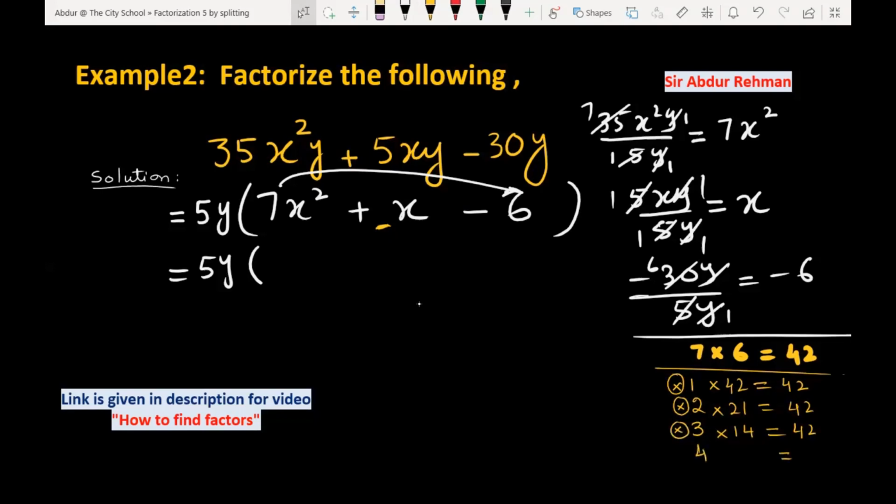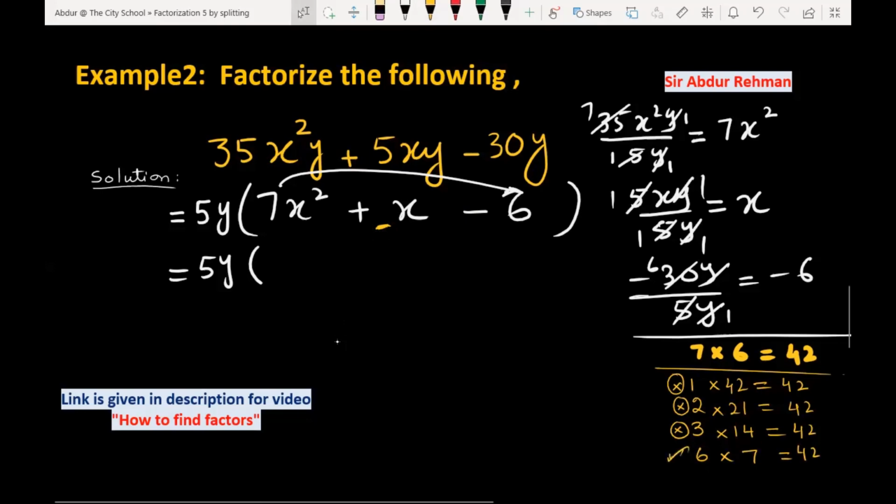4. 4 is not a multiple of 42, so let's move on. 5 is not a multiple of 42. Try to find out the factor with 6. 6 times 7 is 42. Yes, 7 minus 6 is 1. This is our target.